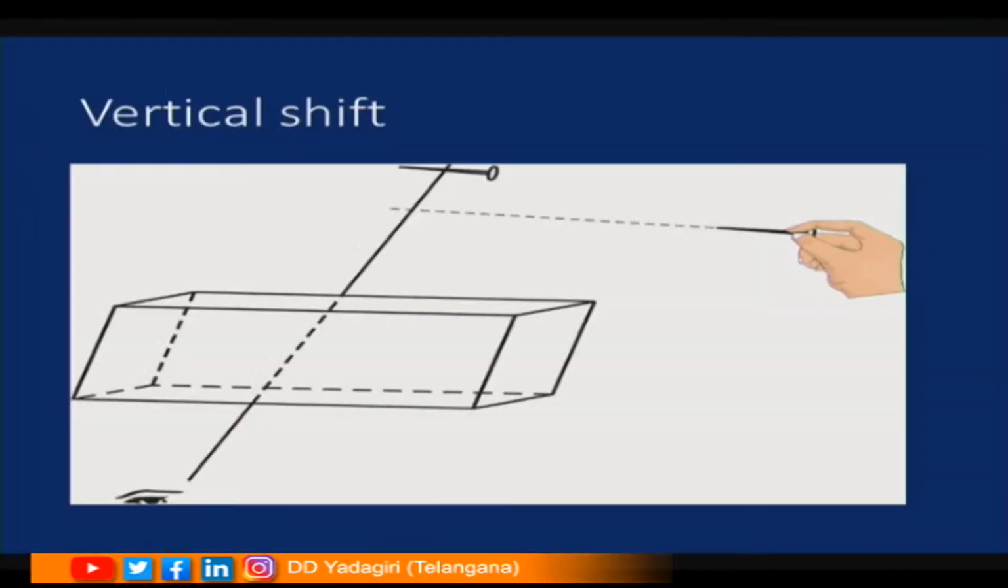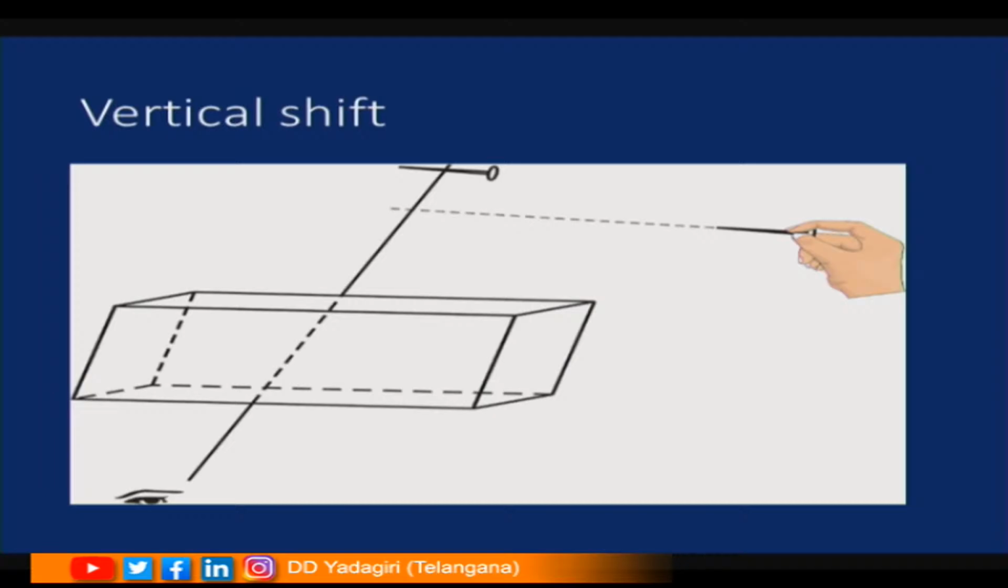Next we can discuss the vertical shift. In this vertical shift, we have taken a rectangular glass slab kept on the paper, and keep a pin in the horizontal position at some convenient distance. Now, we are looking at that horizontal pin through the other side of the glass slab at its edge. Try to coincide these two pins.